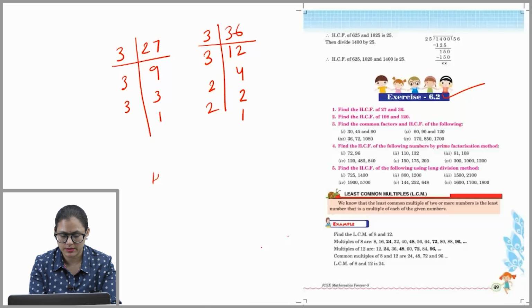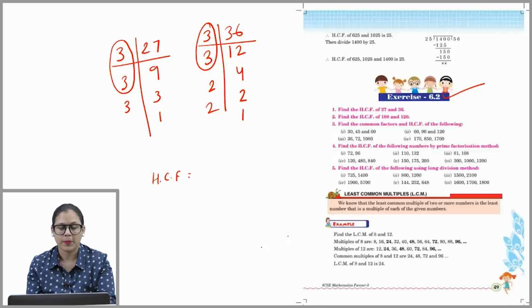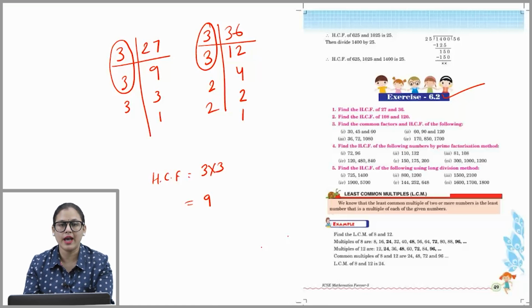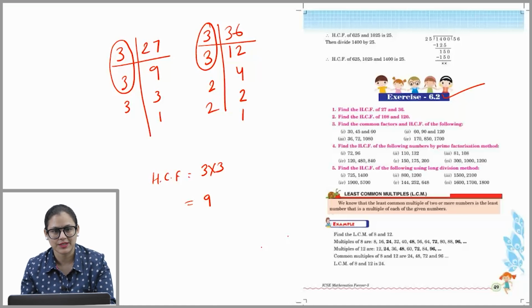Okay, now let's find out the HCF. See, you have 3 here, here also 3. So 3 into 3 is what? 9. 9 is the HCF of 27 and 36, right?